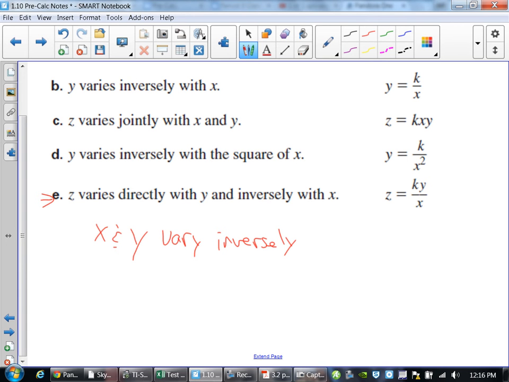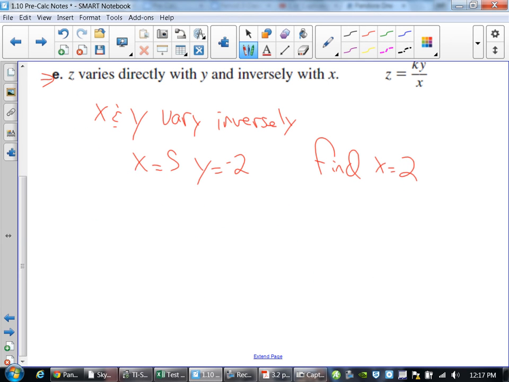When x is 5, y is -2. Find y when x equals 2. So if you're looking at it, it says x and y vary inversely. When x is 5, y is -2. What that means is that there's some equation, y equals k divided by x. You know 2 of the 3 variables here.